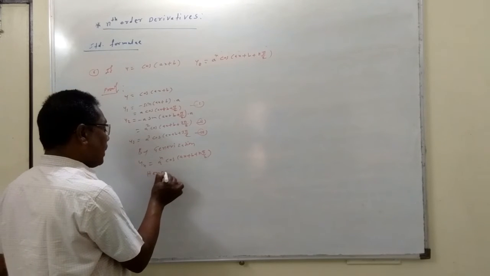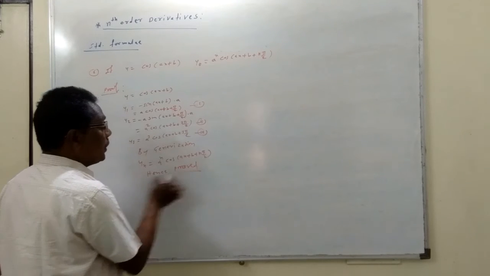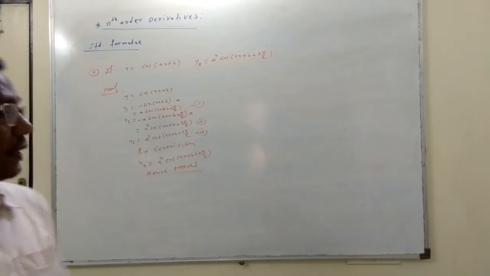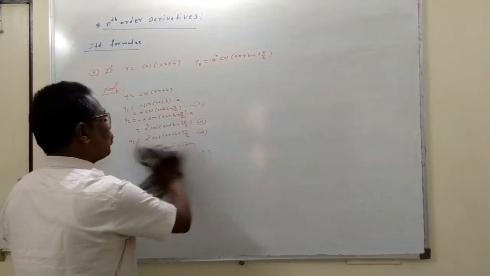In the same manner, you can find the nth derivative of sin(ax + b), that is yn is equal to a^n sin(ax + b + nπ/2).